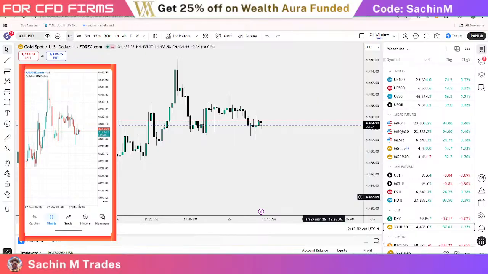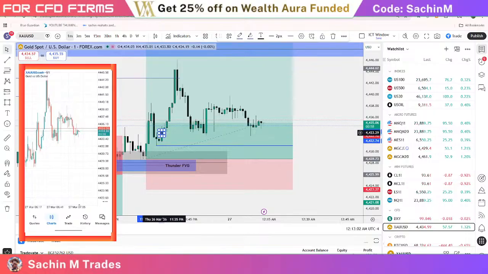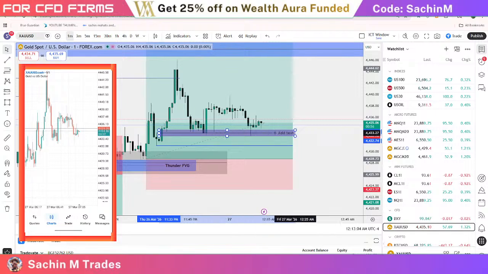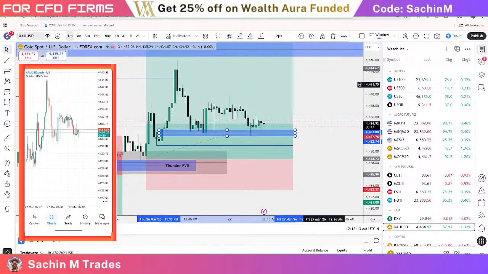This fair value gap is holding the prices higher. This is also CISD plus FVG setup. This is also CISD plus FVG.